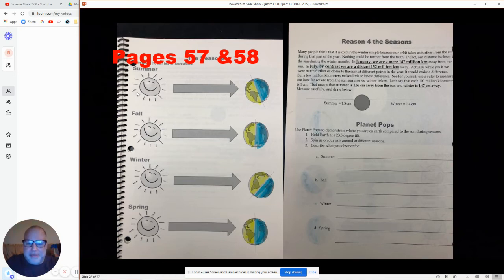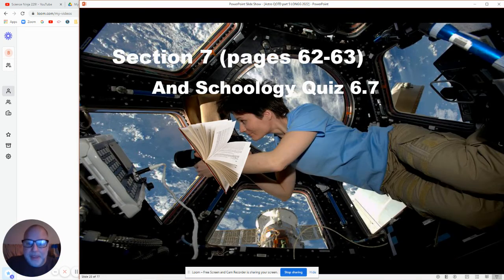So remember, it's the same thing. In the summer, for the northern hemisphere, sun is shining on the northern hemisphere where we are. For fall, basically equal amounts of sun and nighttime for us. Winter, southern hemisphere is getting most of the sun. Northern hemisphere only gets a little bit of sun. And then springtime, same thing as fall, equal amounts of light and darkness. So that's what you need to do for those 2 pages.